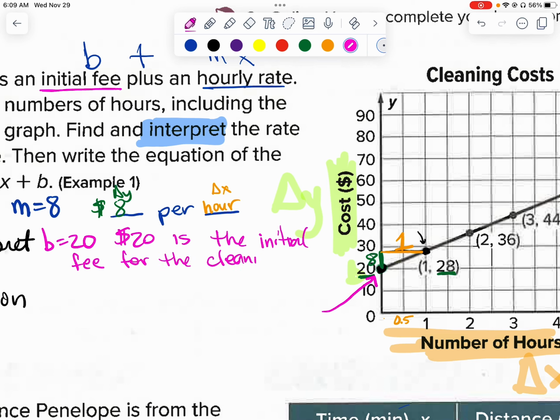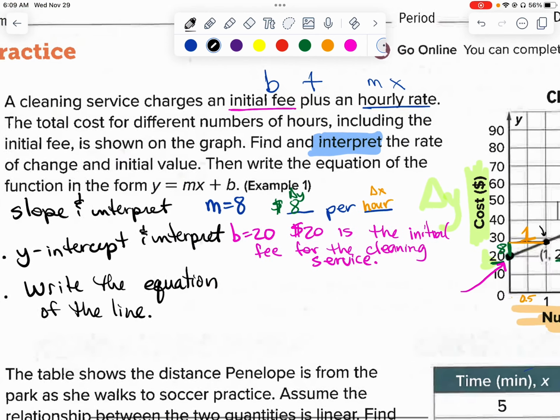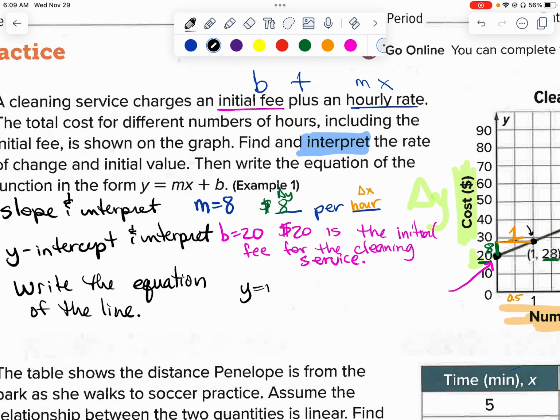Okay. Then we have to plug this into, write the equation of the line, y equals mx plus b. We're replacing the m, we're replacing the b. So if I replace the m, I have 8. Replace the b, I have 20.